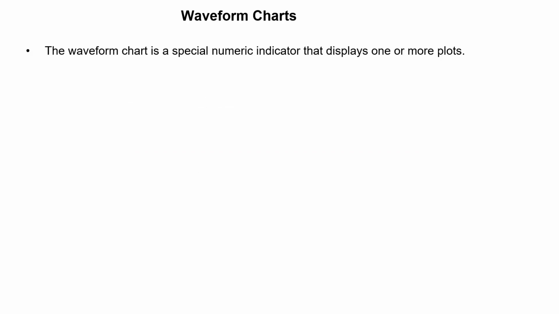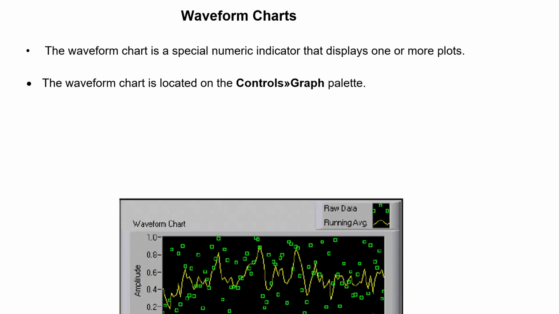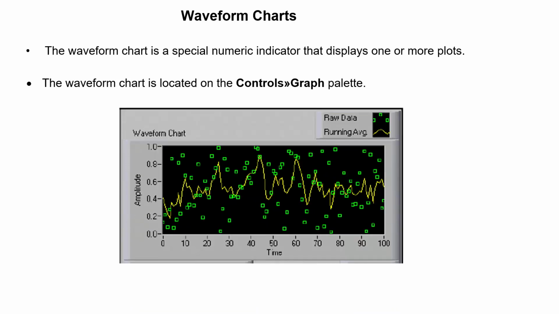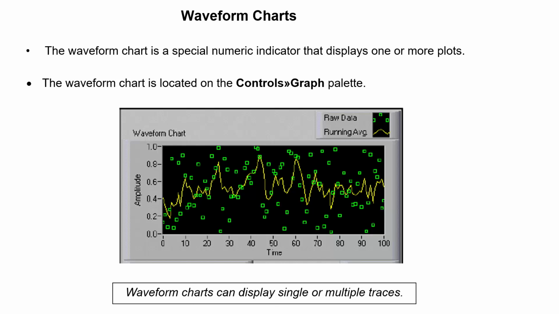Waveform charts. The waveform chart is a special numerical indicator that displays one or more plots. The waveform chart is located on the controls palette and graphs subpalette. This is the typical figure of a waveform chart. A waveform chart can display single or multiple traces.